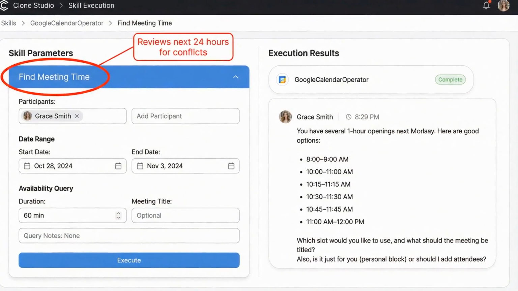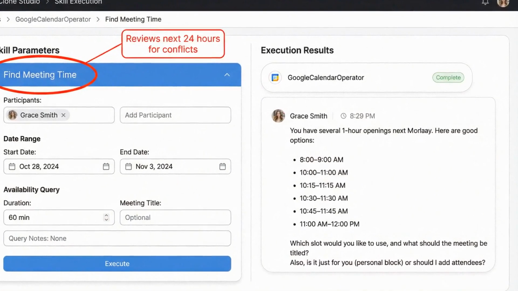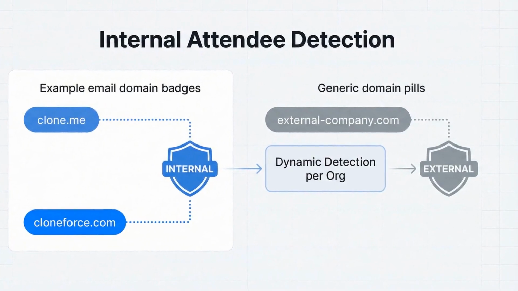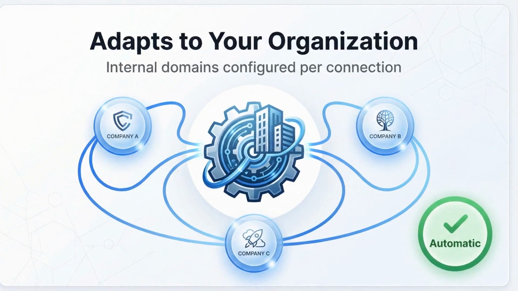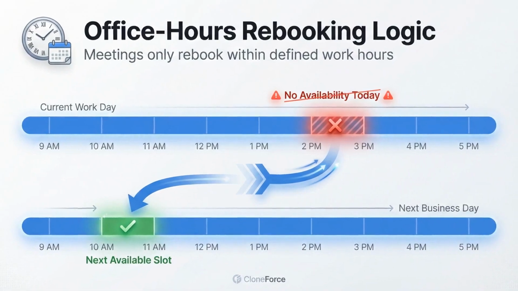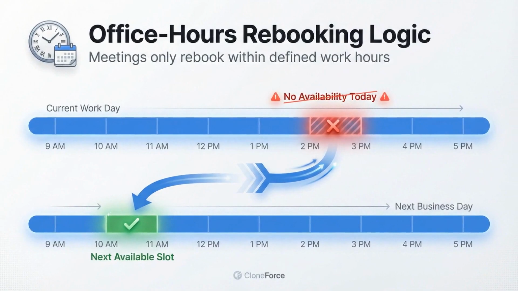The prompt starts by instructing the Google Calendar operator to review your calendar for the next 24 hours and detect any overlapping meetings. It defines internal attendees dynamically based on your organization's configured internal domains. For example, clone.me or cloneforce.com. This means the logic adapts to your specific organization automatically. The office hours requirement ensures any rebooked meeting lands within your defined work hours or moves to the next business day if today is fully booked.